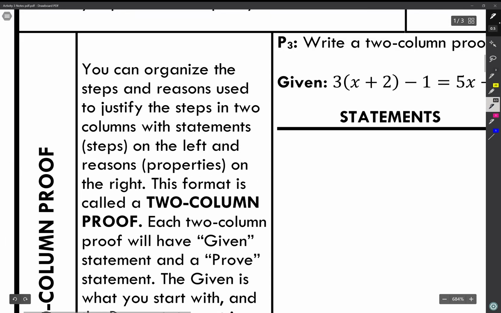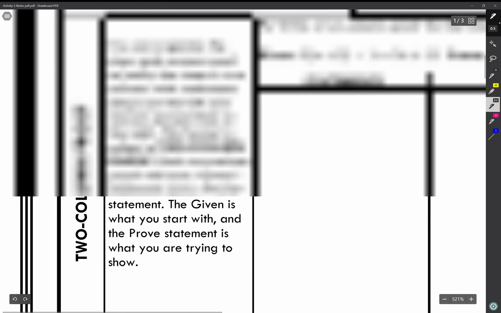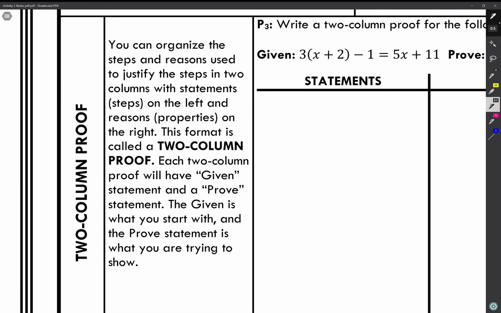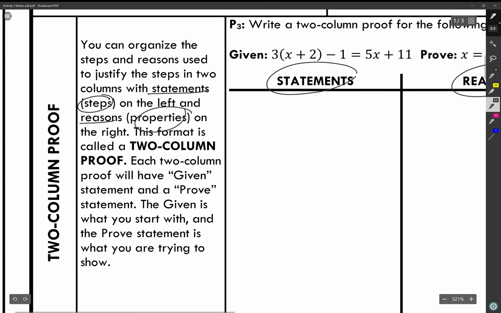Okay, so it says you can organize the steps and reasons used to justify the steps in two columns with statements on the left, and these are just the steps that we take, and reasons or properties that we're using on the right. So if you look over here, this is how it's going to look. Statements and reasons on the right. This format is called a two-column proof.